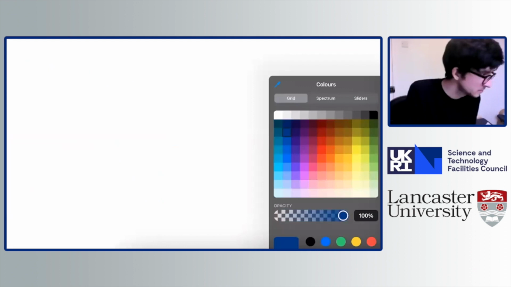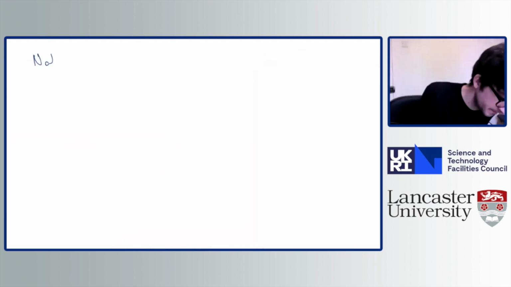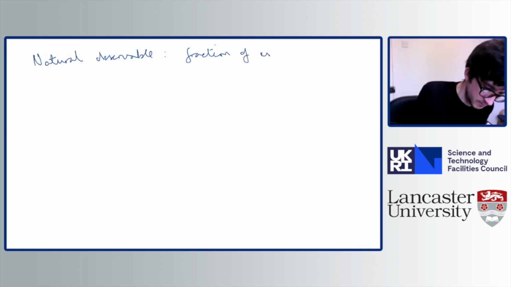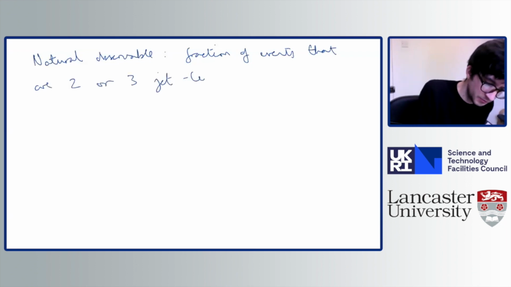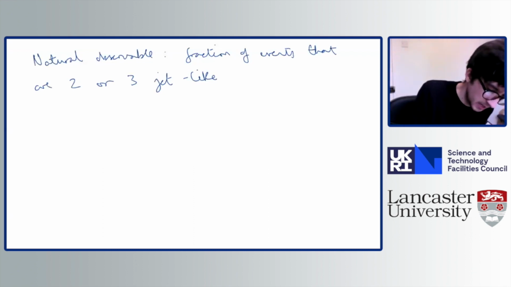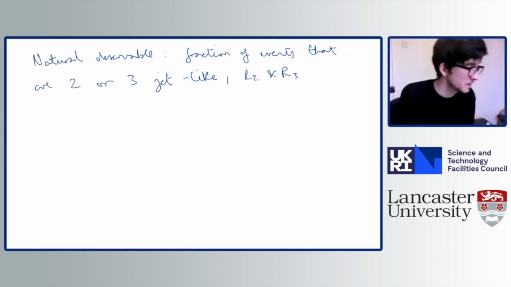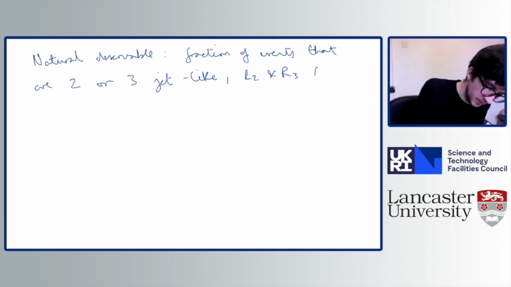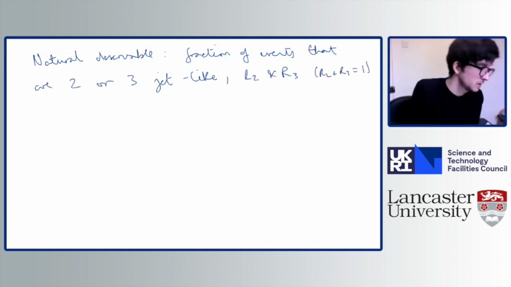And so a natural observable is then the fraction of events that are 2 or 3 jets, according to what our definition of a jet is. Well, I'll say a little bit about that in a second, which I'm going to label R2 and R3. So R2 plus R3 in our calculation is going to equal 1, because it's either 2 or 3. That's all we've got in the calculation. R2 plus R3 equals 1.